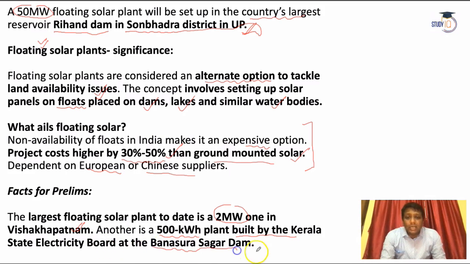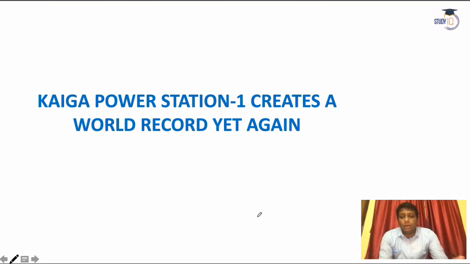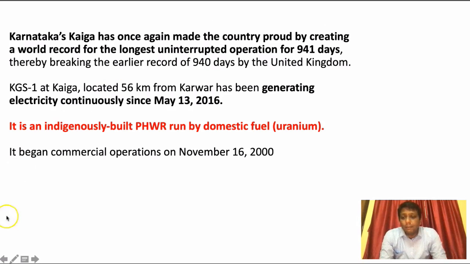Okay, so now the next one is that Kaiga Power Station 1 creates a world record yet again. Exactly, guys, what type of record? This reactor has been working continuously for the maximum number of days without stop, without any disturbances, and now it is the reactor worldwide that has given electricity for the maximum duration of time. So that is the importance here.